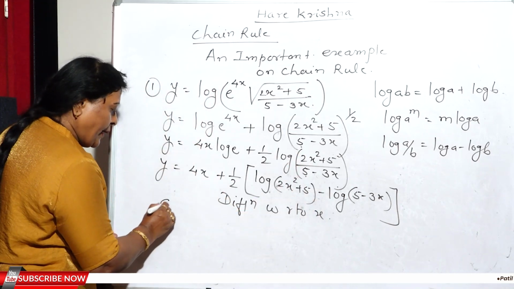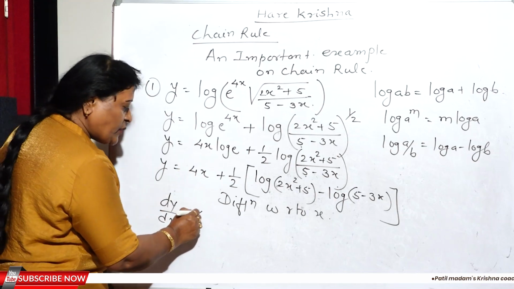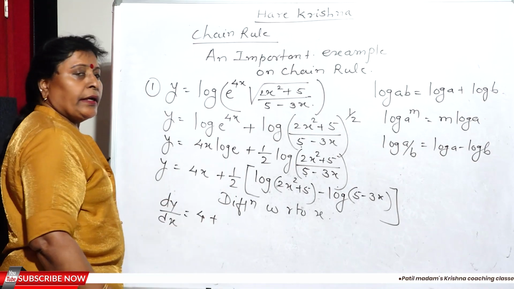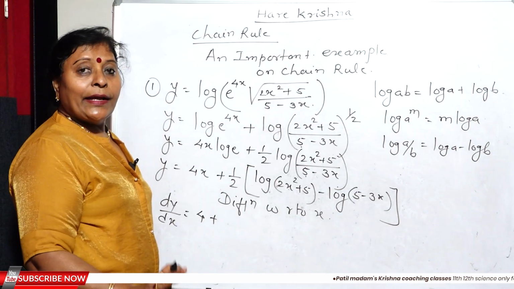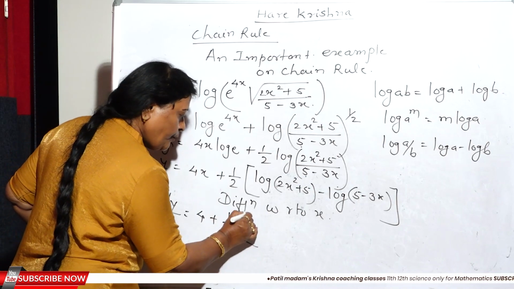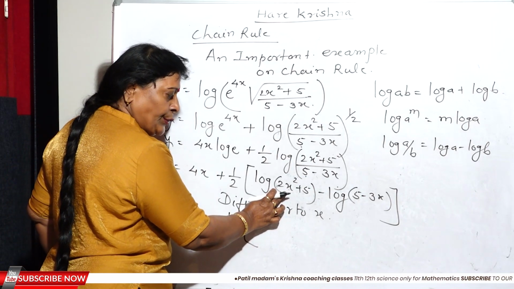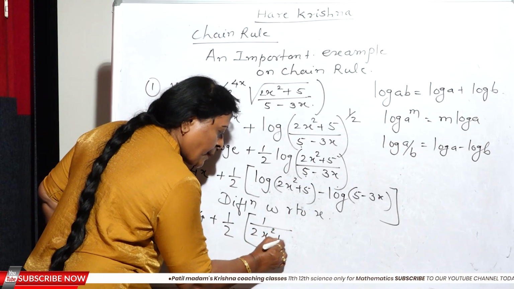See, dy by dx. Apply now chain rule. What is the derivative of 4x? 4. When a constant is multiplied to the function, the constant remains as it is and you take the derivative of the function. Half remains as it is. Here again you have to substitute u. Log u's derivative is 1 by u, which means 1 upon 2x square plus 5.